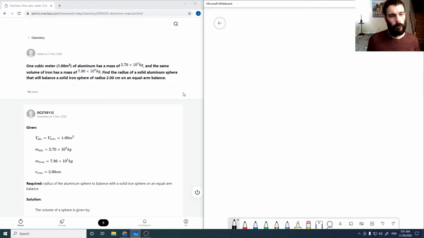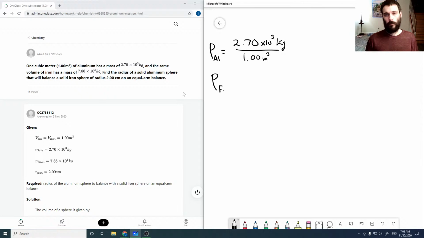Okay, 1 cubic meter of aluminum has a mass of 2.70 times 10 to the 3. The same volume of iron. So we're really given 2 densities here. So our density of aluminum is 2.70 times 10 to the 3 kilograms over 1 meter cubed. Our density of iron here is 7.86.